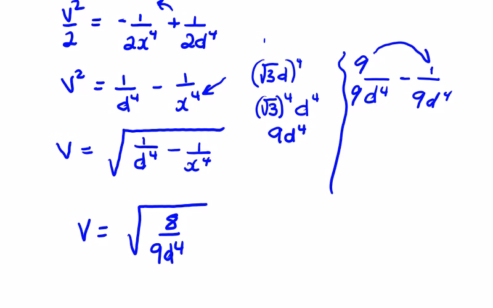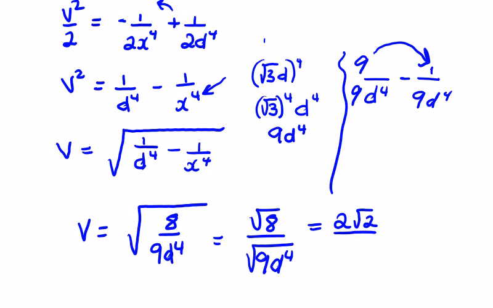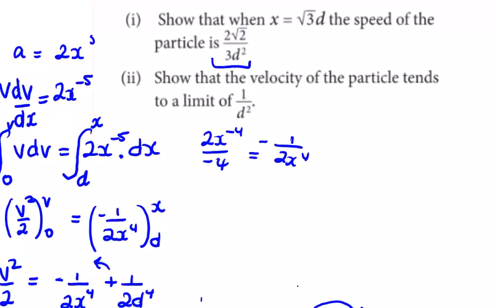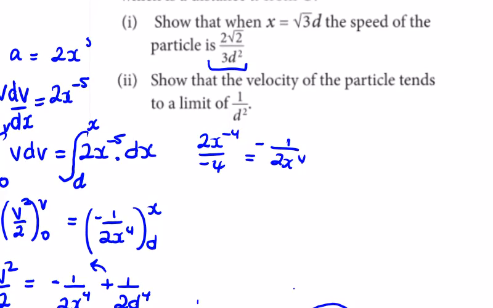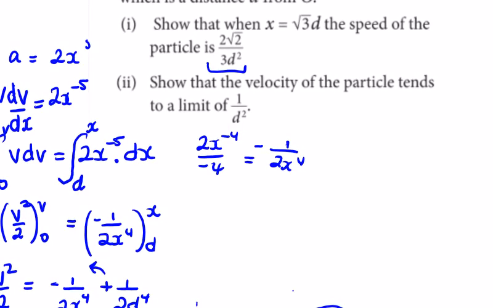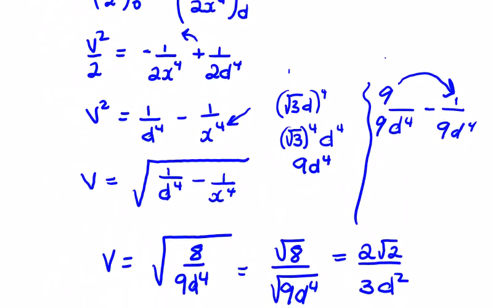Which is equal to root 8 over root 9d to the power of 4. And the square root of 8 on your calculator is 2 root 2. And the square root of 9 is 3. And the square root of d to the power of 4 is d squared. So 2 root 2 over 3d squared.